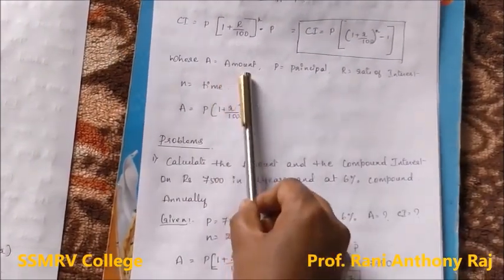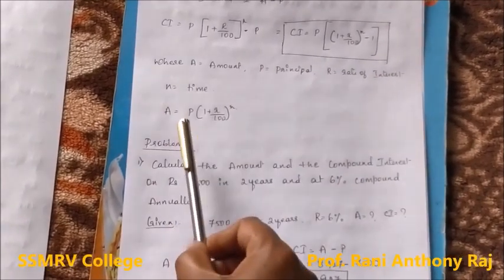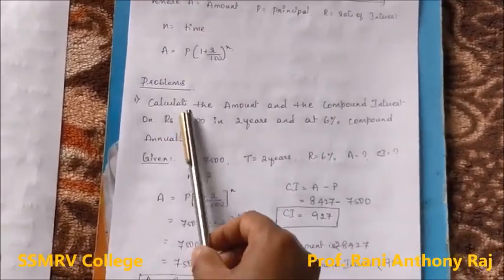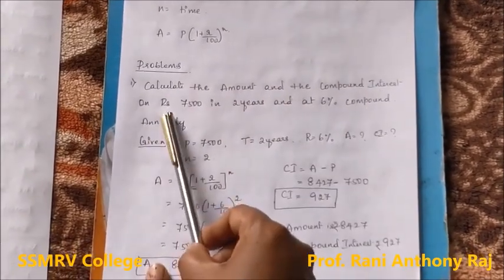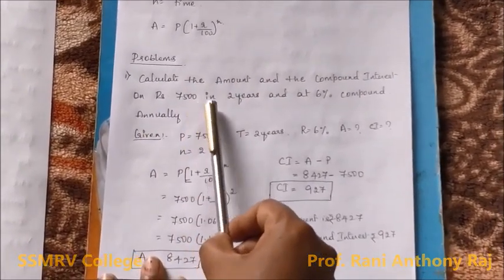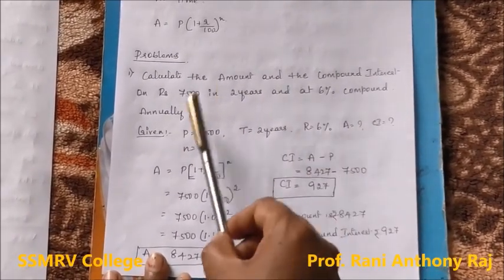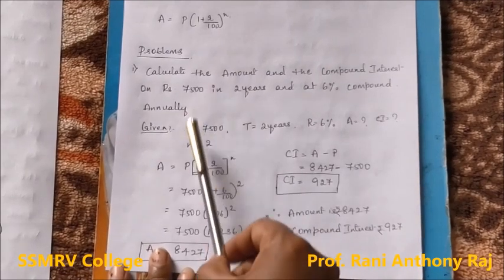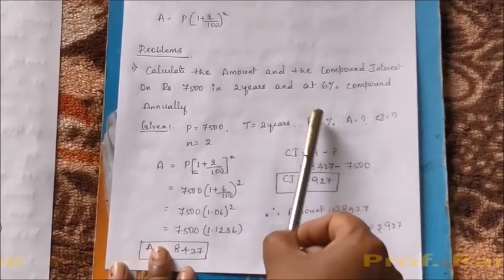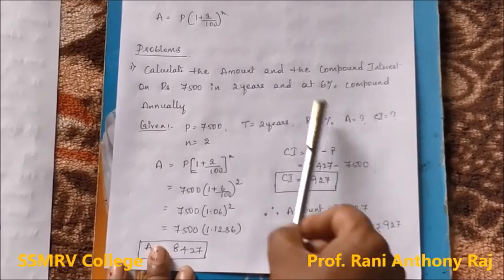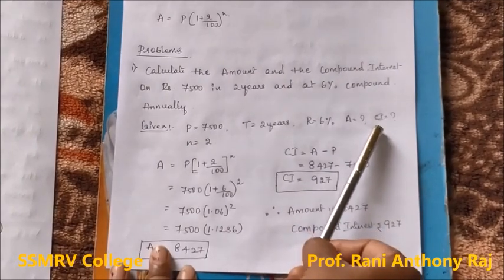Now, A is equal to amount, P is equal to principal, R is the rate of interest, N is the time. The problem states like this. Calculate the amount and the compound interest on rupees 7,500 in 2 years at the rate of 6% compounded annually. Principal amount is 7,500, time is 2 years, rate of interest is 6%. We need to calculate the amount as well as the compound interest.